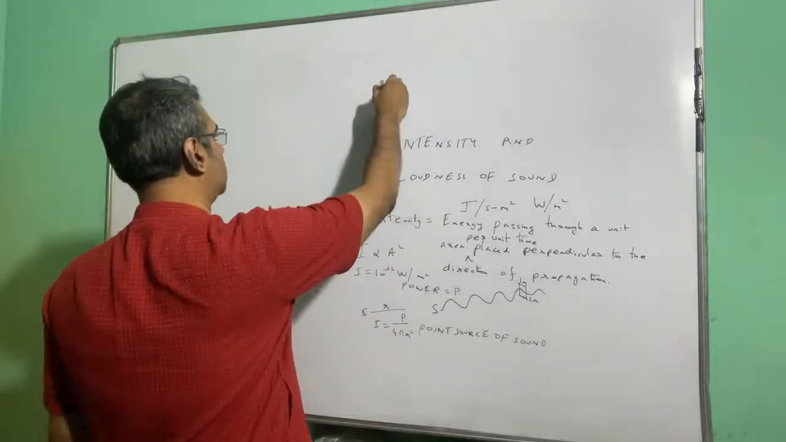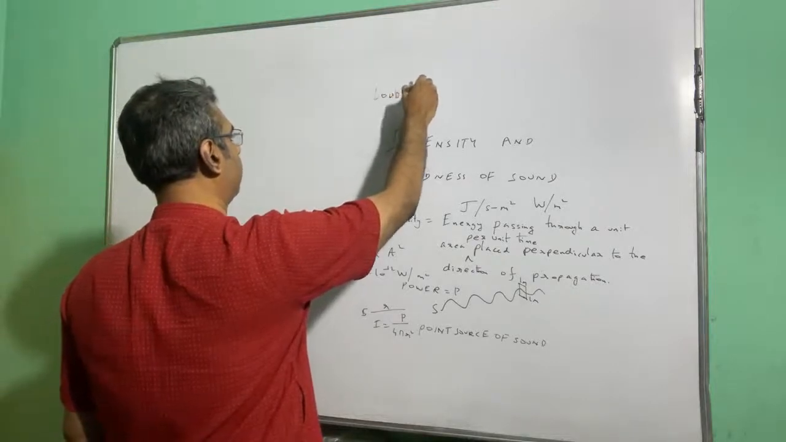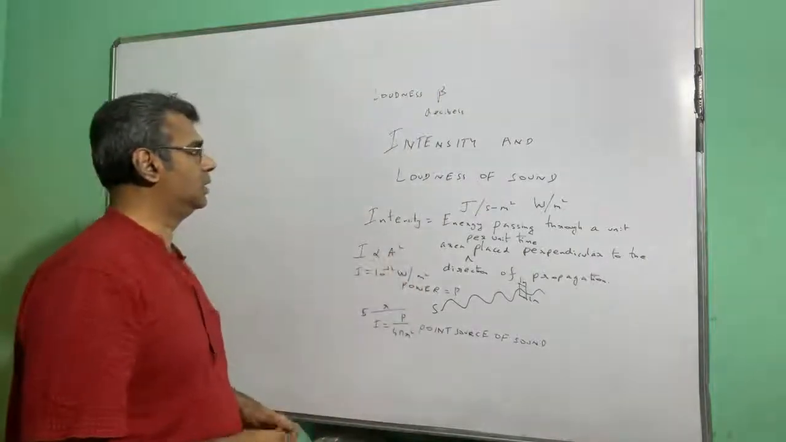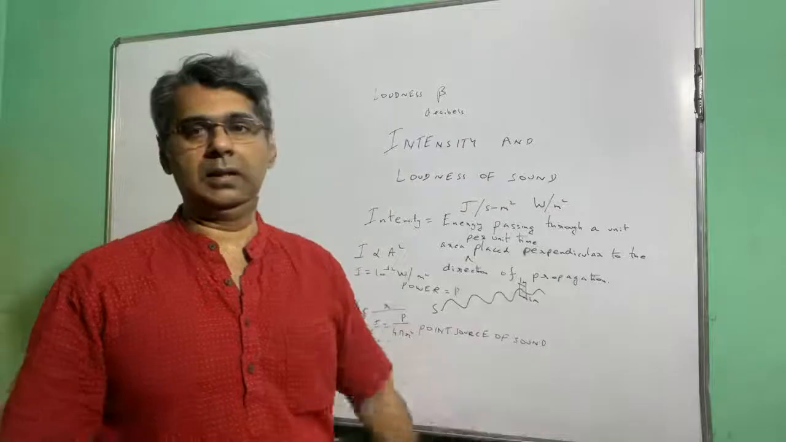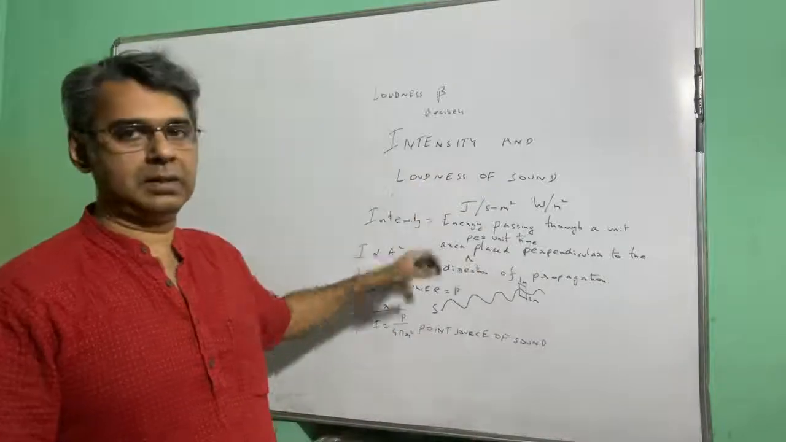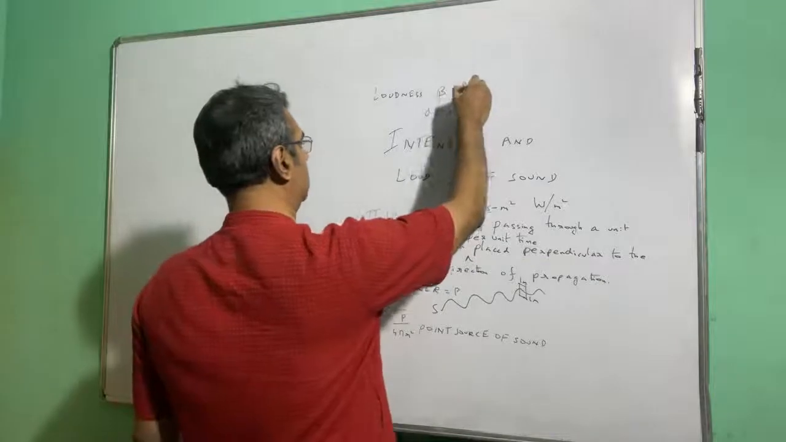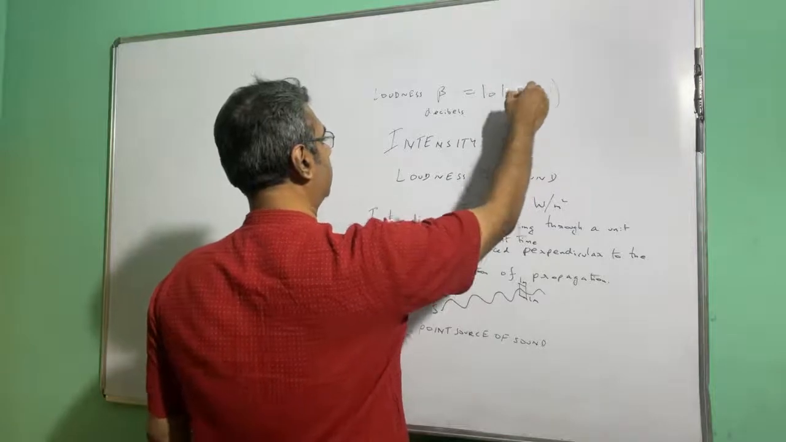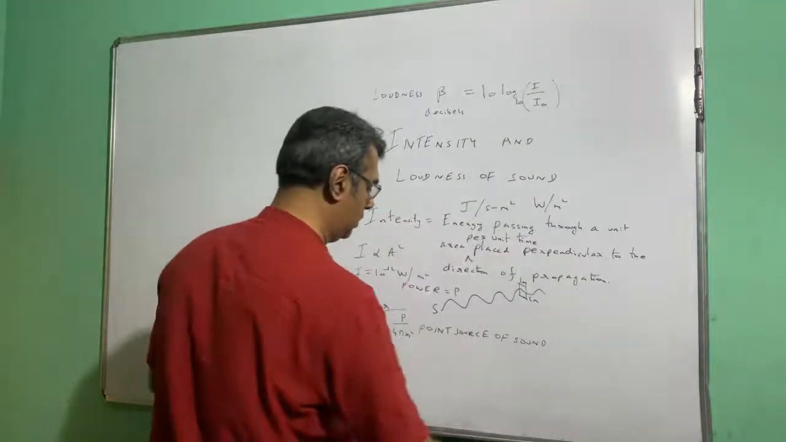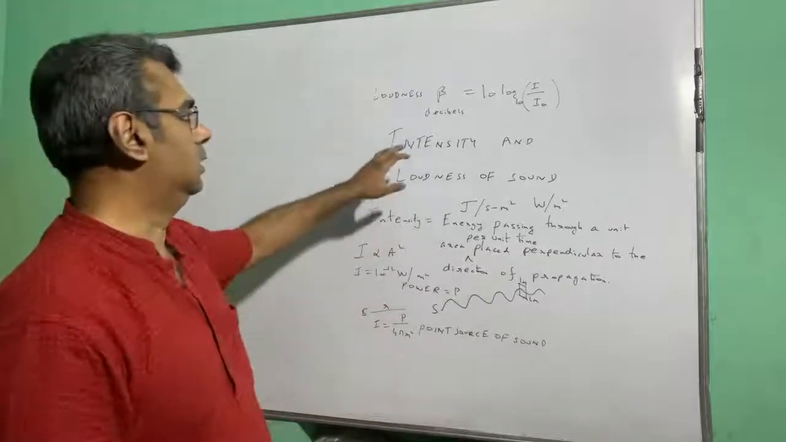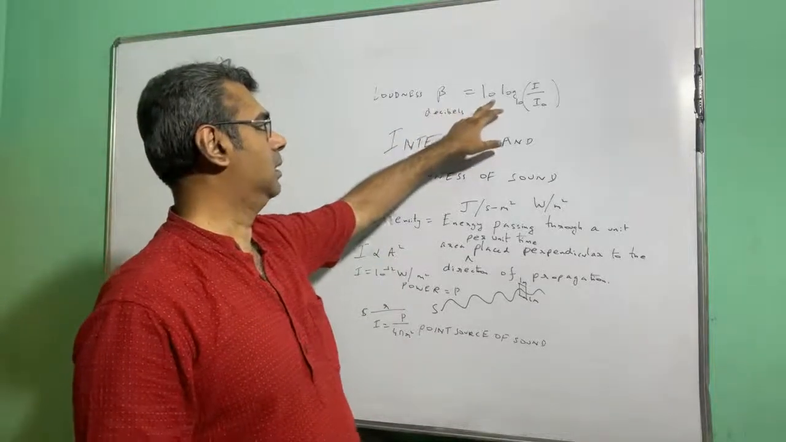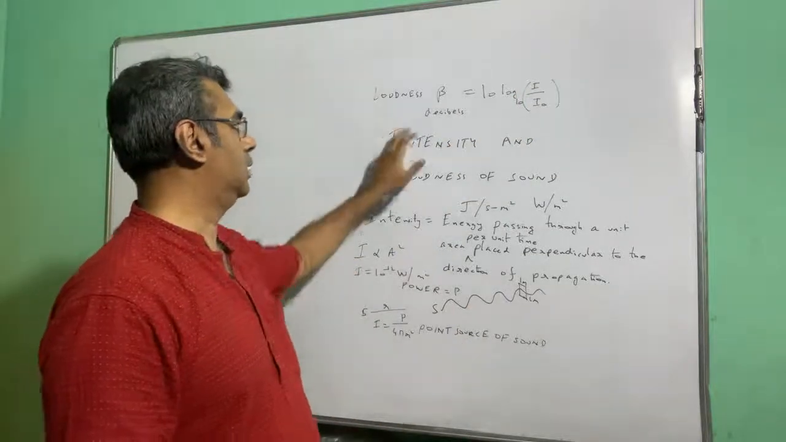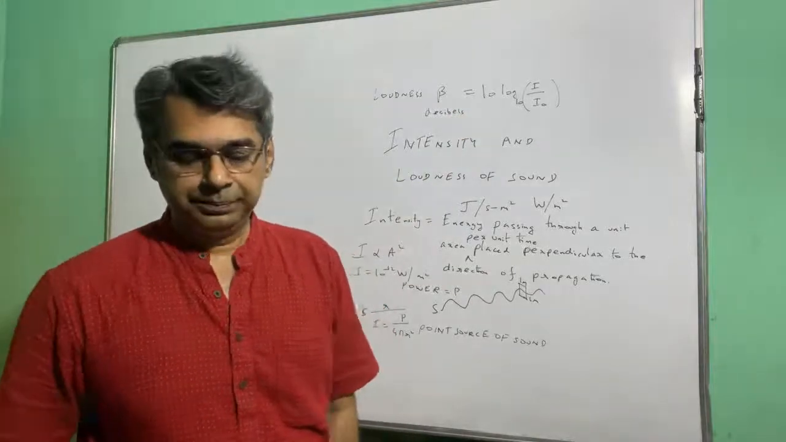The loudness of sound is measured in decibels, and the symbol of decibel is beta. The formula for that is 10 log I by I0 to the base 10. So what is the unit of loudness? Decibel. This is a symbol, and it is 10 log of I by I0 to the base 10. This is the unit of loudness, decibel, and this is how you measure it, right?